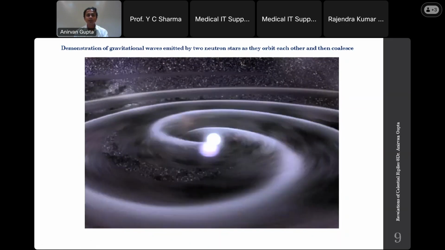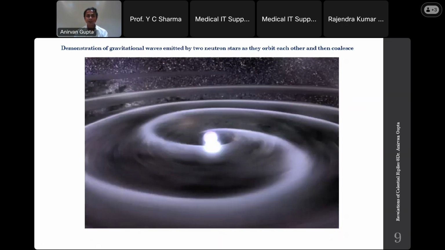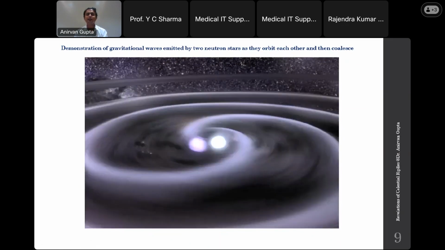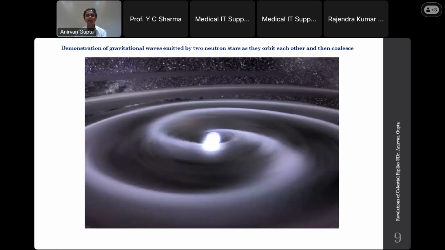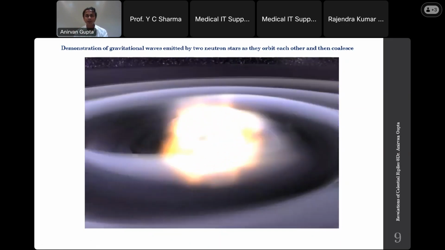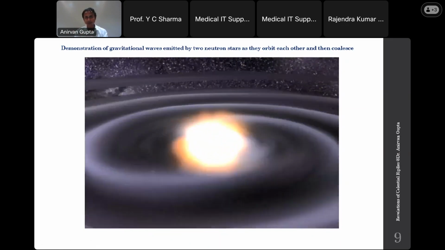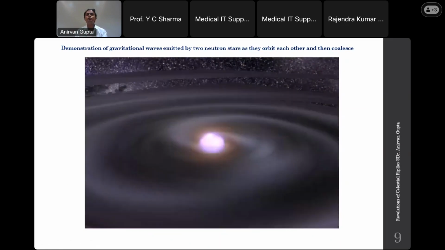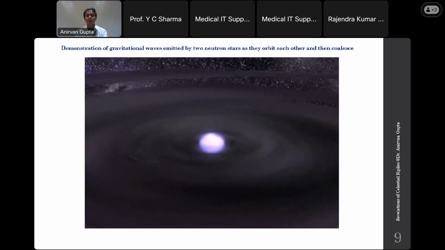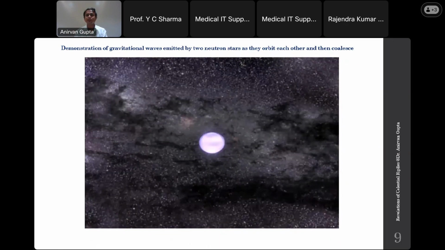When they come close to each other, they move around at even higher speeds. Their speed increases, and ultimately they form a massive black hole. Whatever we see around that are the gravitational waves we are talking about. Ultimately, a massive object is formed.